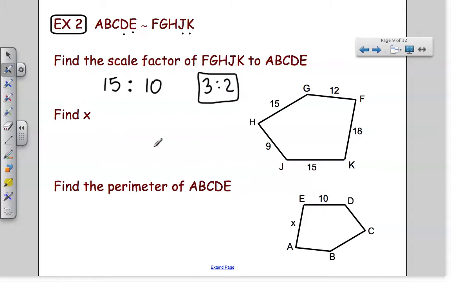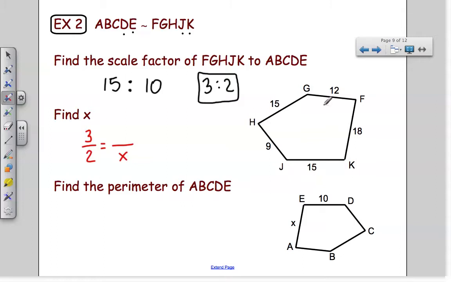And I can use that to find x. We needed this one unknown side here. I can use the 15 to 10. I can use 3 to 2. They're the same ratio. Maybe I'll use the smaller numbers. 3 to 2 equals what to x, or x to what? Where does x go? Actually, x was in the smaller figure, right? So it goes with the smaller number, which was on bottom.